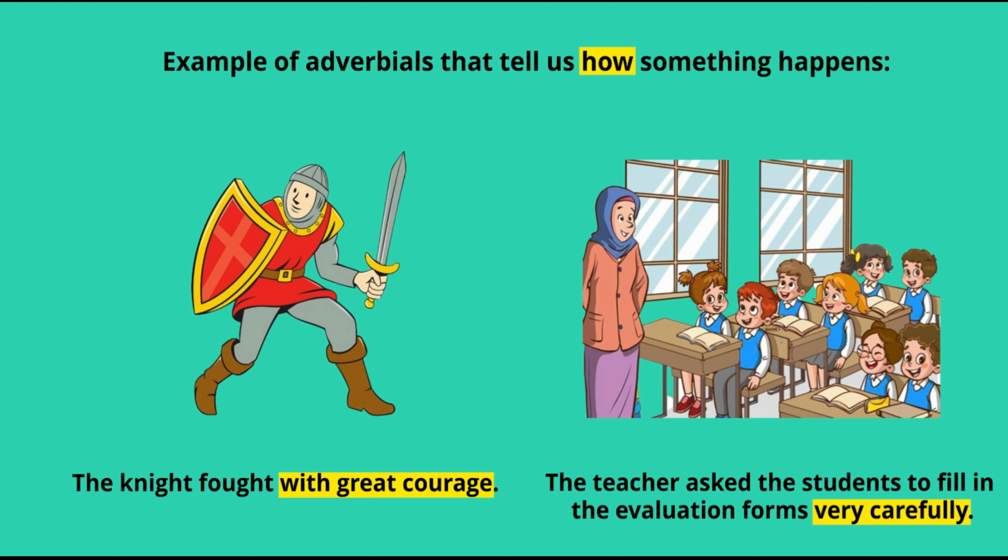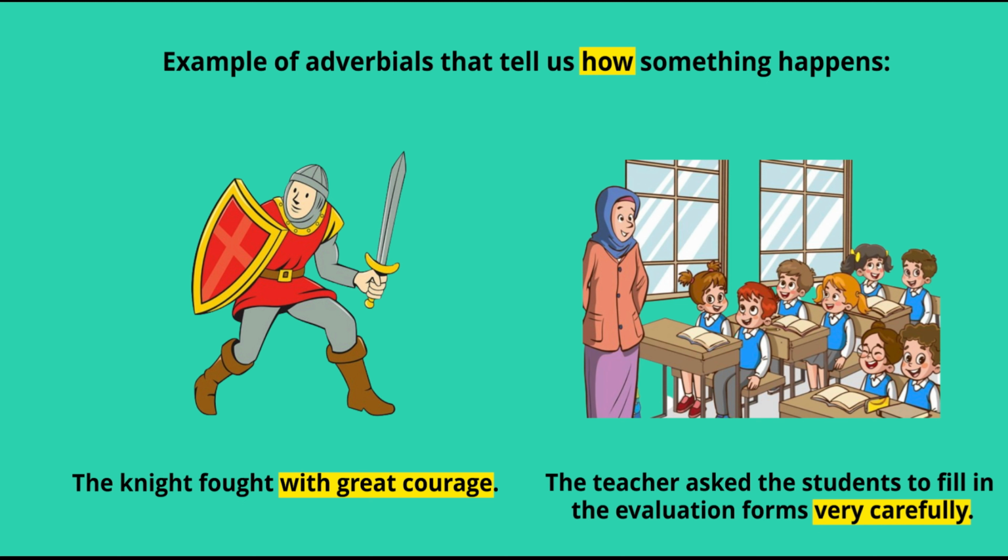So, here with is the preposition, great is an adjective, and courage is the noun. It's the object of the preposition, right? So, definitely it is a noun. So, with great courage is an adverbial because we do have a phrase there consisting of two or more words. We do have three words there.